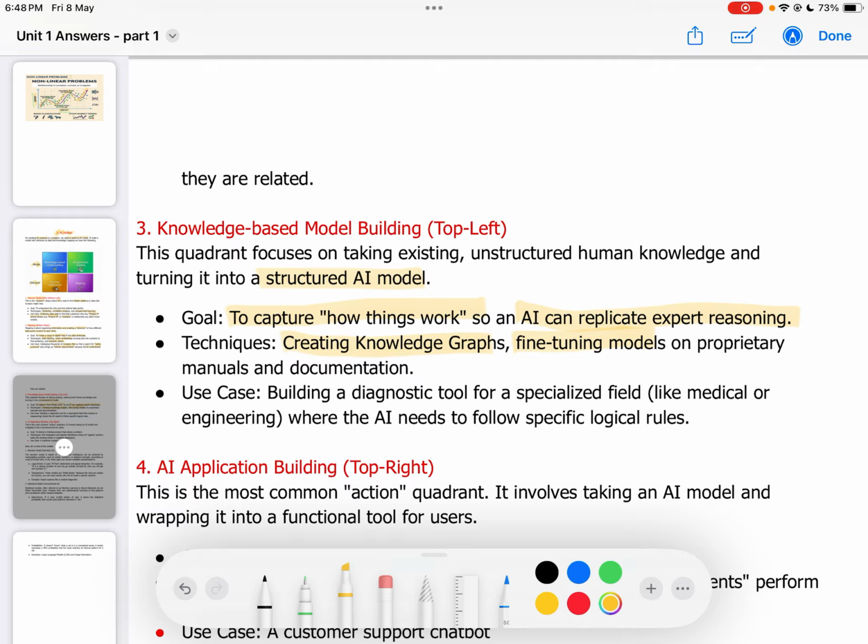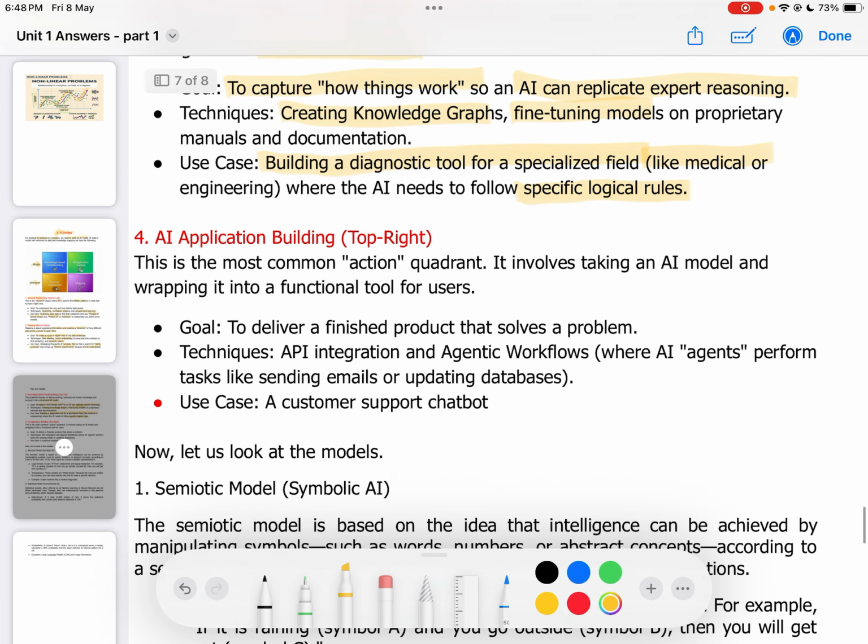Third is the example: building a diagnostic tool for a specialized field like a medical tool, which is very specialized and will follow specific logical rules. This is the third. Fourth is actually the application building.